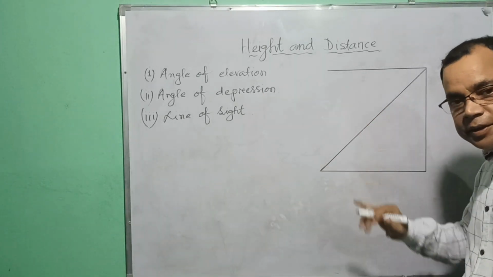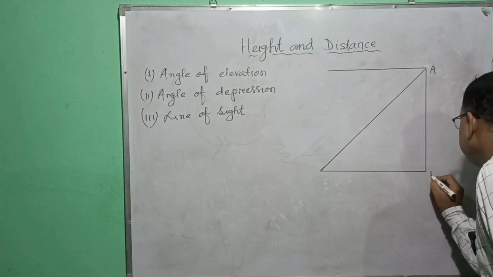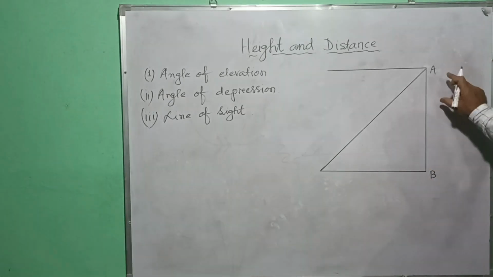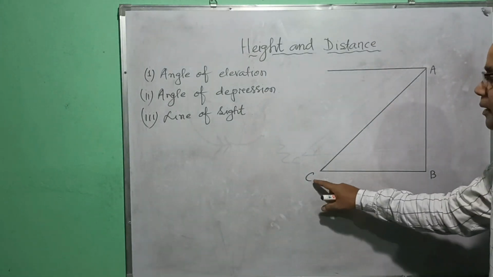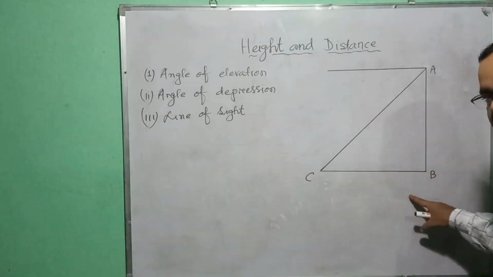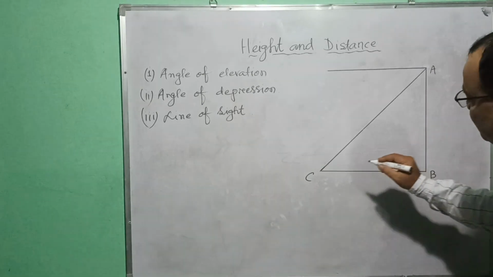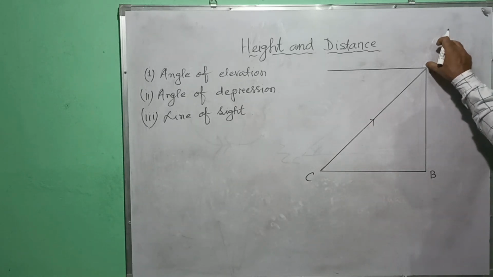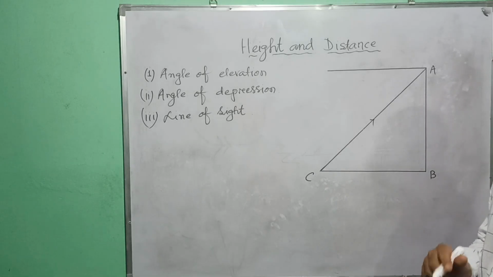First you have to focus on this figure. Suppose AB is a tower or pole or anything, and suppose C is a man standing on the level ground. So this is the level ground. The tower AB is on the level ground, and the man is also standing on the level ground, and the position is C, viewing the top of the tower from this point. Then AC is called the line of sight.